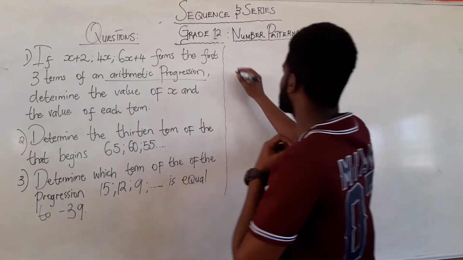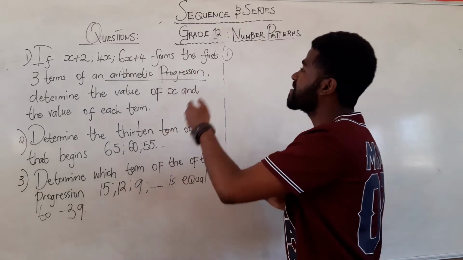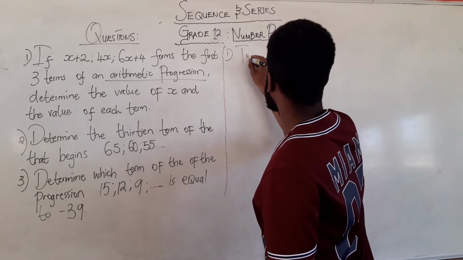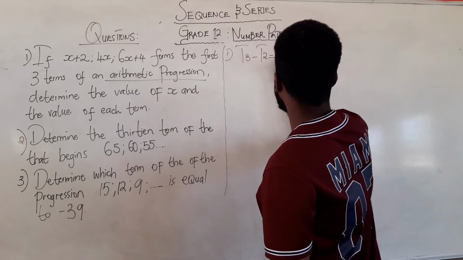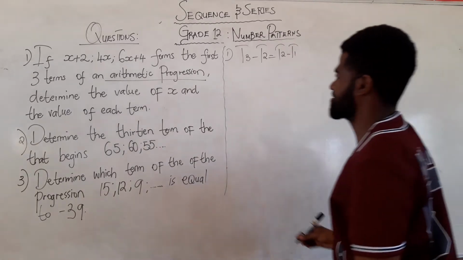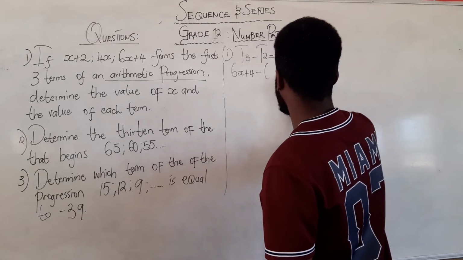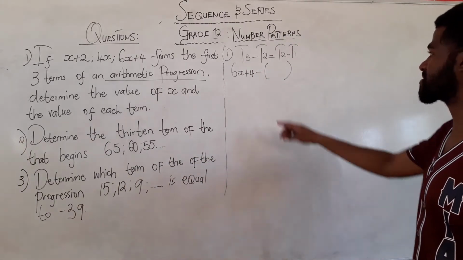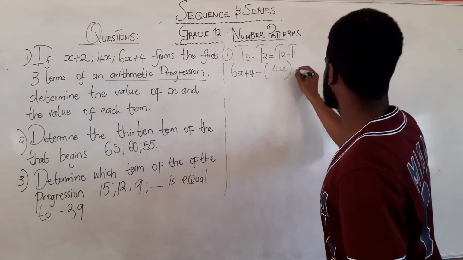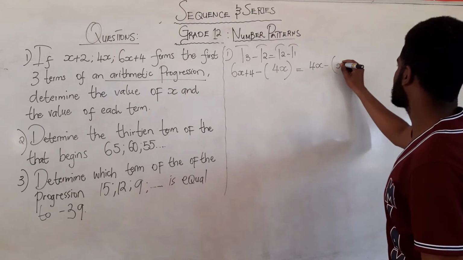I've shown you in our previous formulas that when you calculate this type of equation, you say term 3 minus term 2 is equal to term 2 minus term 1, because this one is an arithmetic sequence. Our third term is 6x plus 4. Therefore, we write 6x plus 4 minus, always put the second term inside brackets because this negative is going to affect it, (4x) is equal to term 2, which is 4x, minus (x plus 2).